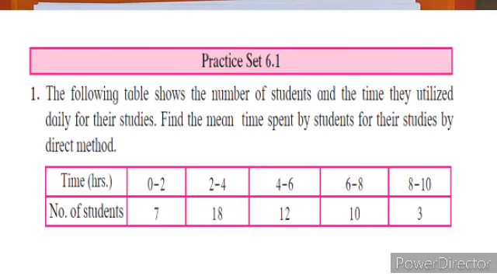Now let us learn mean by all the 3 methods, that is direct method, assumed mean method and step deviation method, by solving practice set 6.1. Your question number 1 is, the following table shows the number of students and the time they utilize daily for their studies. Find the mean time spent by students for their studies by direct method. Here there are 2 columns. First column is time, which is given in hours, and second column is the number of students, which is your frequency. We have to find the mean of the given data by direct method.